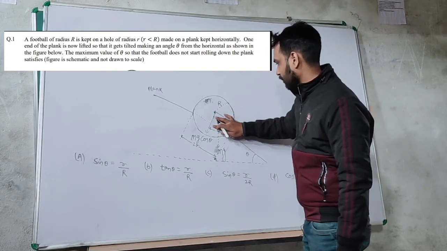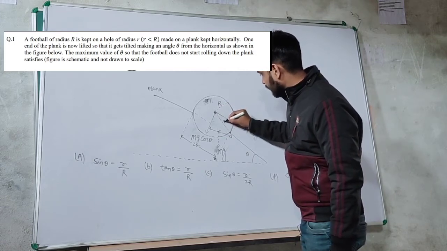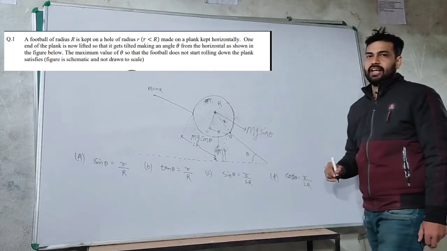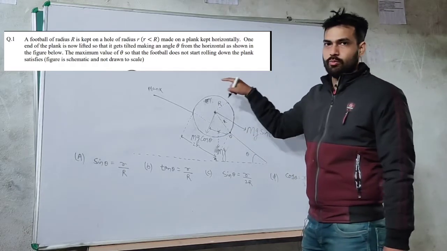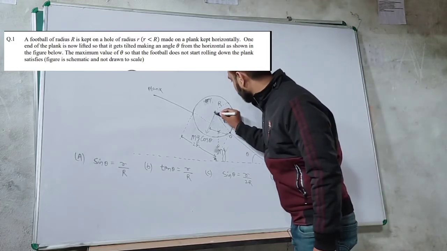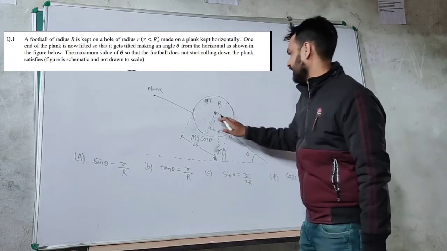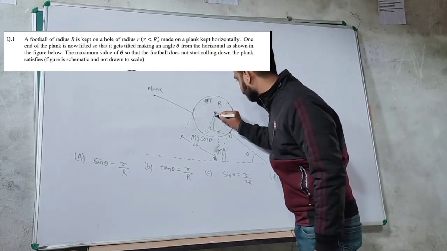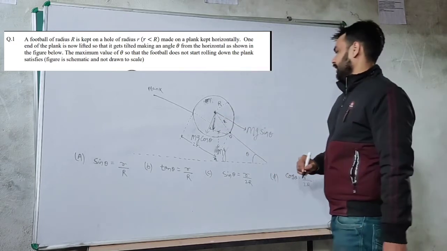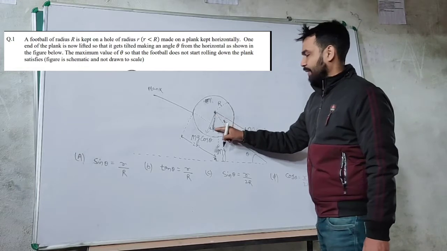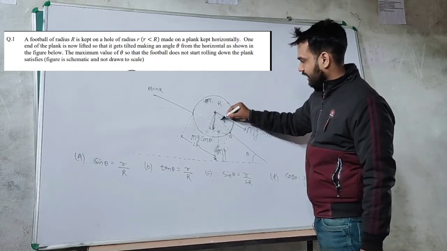Here we can observe this is the capital radius R, which is the radius of this football, and this is the perpendicular distance. So we have to calculate this perpendicular distance. It is small r, it is capital R. We can observe here the triangle, this triangle.